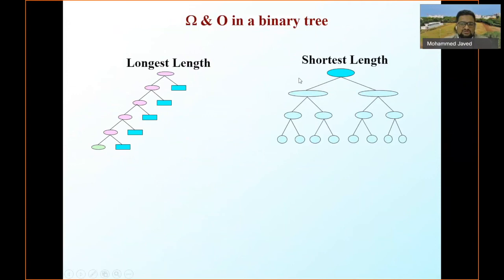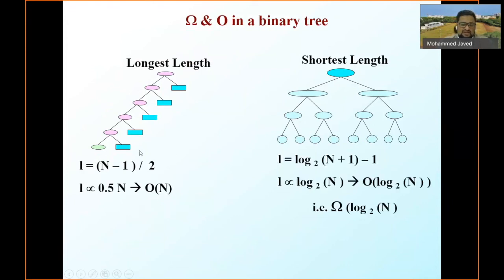And what is the shortest length? The shortest length would be to fill it, to make it a bushy binary tree. And in this case, what is the length? The length is equal to n minus 1 divided by 2. And here L is almost proportional to big O of n. Here big O of n. It is the length of the number of nodes here.